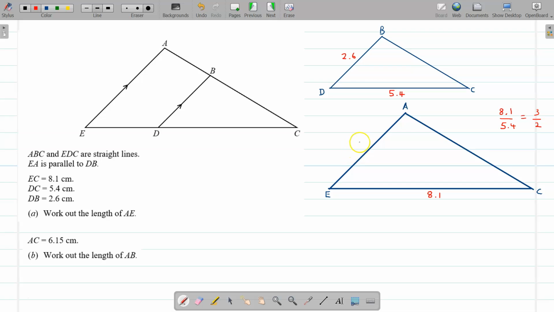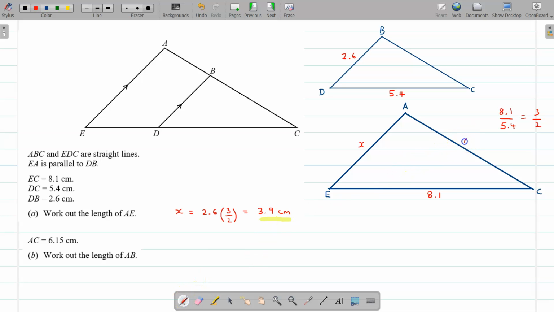So I've got to work out AE. I'm just going to call that X. So using this fact here, I can simply say that X is going to be 2.6 times the scale factor between the two, which is 3 over 2. And that simply comes to 3.9 centimeters. So that's really easy. And the next question is asking me to use the fact that AC is 6.15.